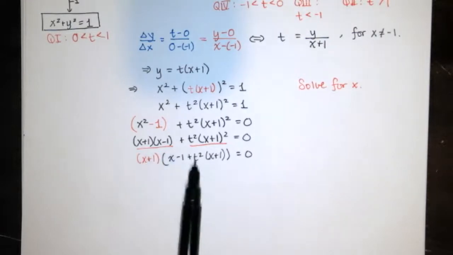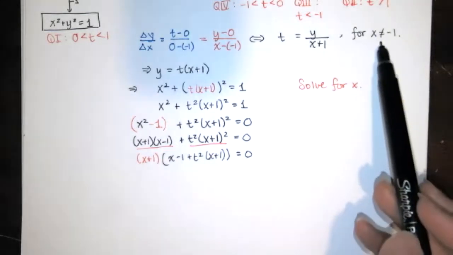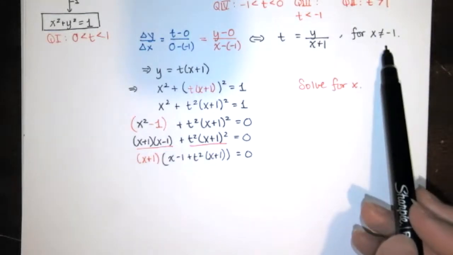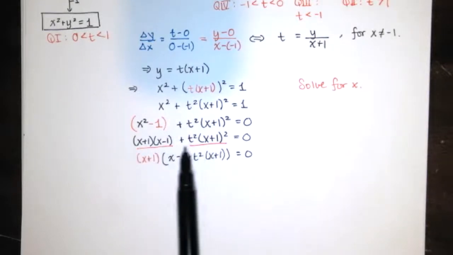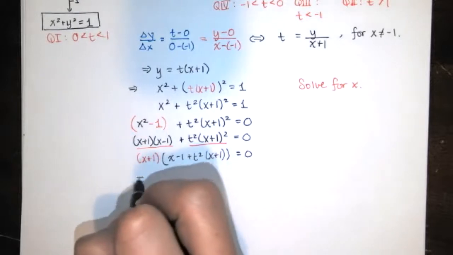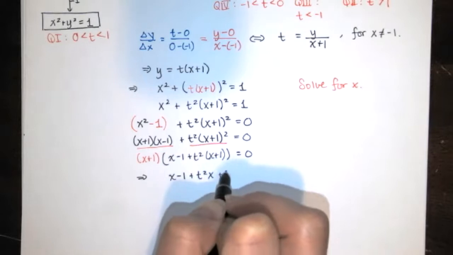Okay, so if I have this times this equals 0, and remember, x is not equal to -1. Since x is not equal to -1, that means this is not 0, so that means that this must be 0. And I think I'll distribute that t squared now.